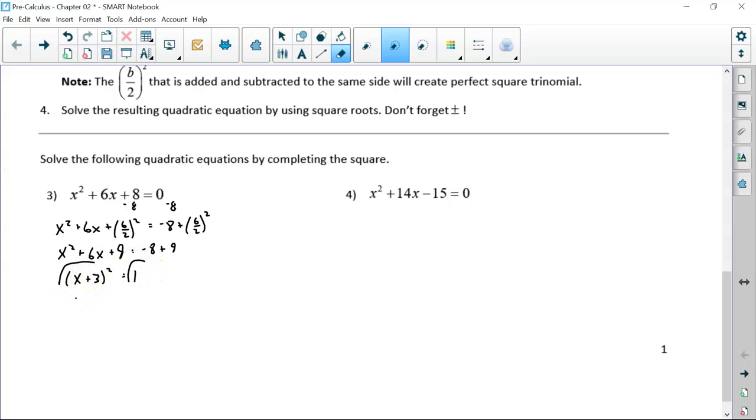Remember, we added that 6 over 2 squared to both sides so we could get a nice perfect square trinomial. Now we take the square root of both sides, x plus 3 equals, don't forget, plus or minus 1. Subtract 3 from both sides, so x equals negative 3 plus or minus 1. We can do better. X equals negative 3 minus 1 is negative 4. Negative 3 plus 1 is negative 2. There's our two solutions. Moving to the next page.